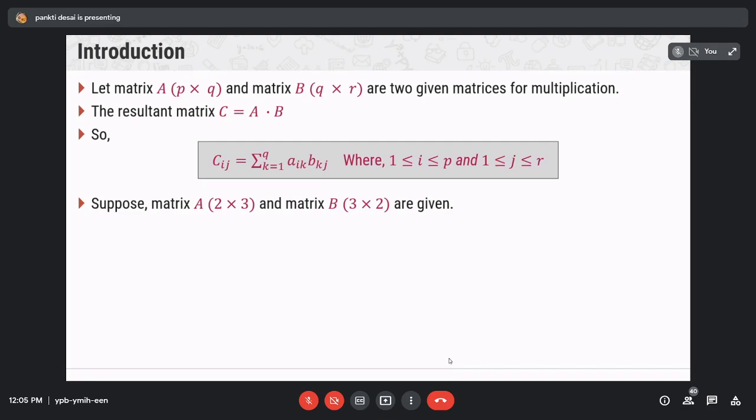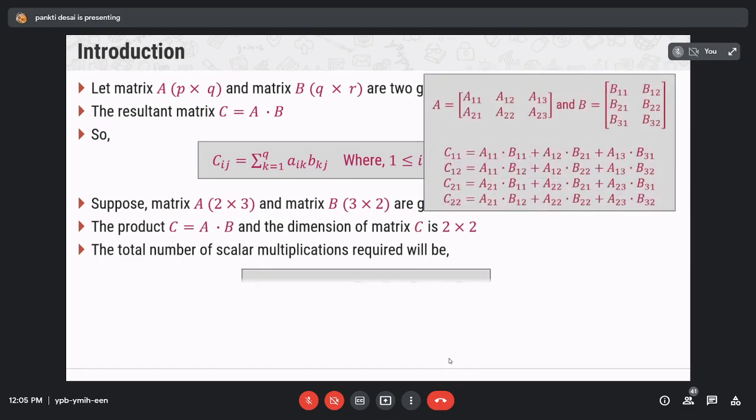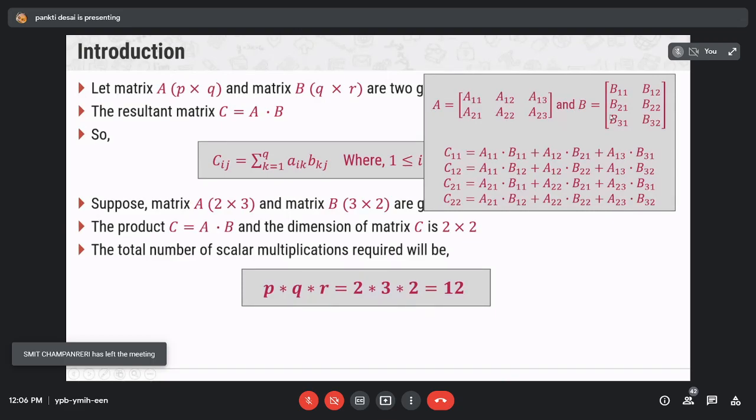Now suppose we have matrix A of 2 comma 3 and matrix B of 3 comma 2, so the product C equals A into B. What will be the dimension of C? That is 2 cross 2. The total number of scalar multiplications required is P into Q into R, where Q is common, that is 2 into 3 into 2, which equals 12. You can see here these are the scalar multiplications required: 1, 2, 3, 4, 5, 6, 7, 8, 9, 10, 11 and 12 to perform the multiplication of the A and B matrices.